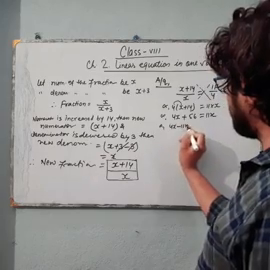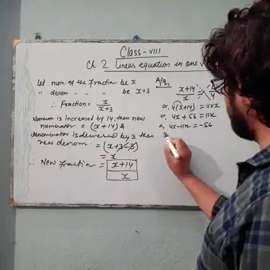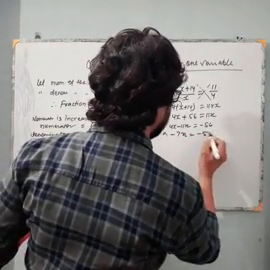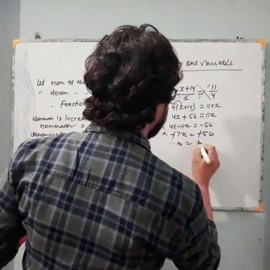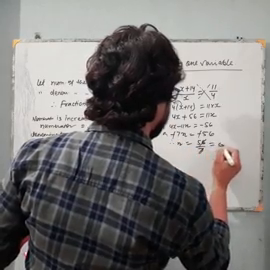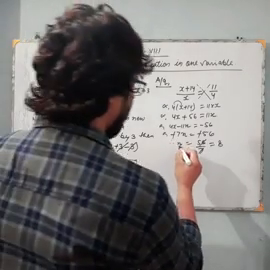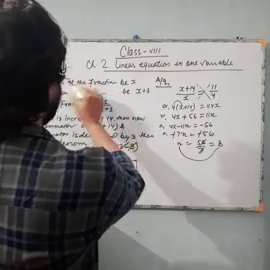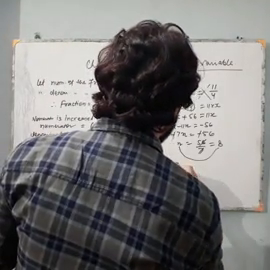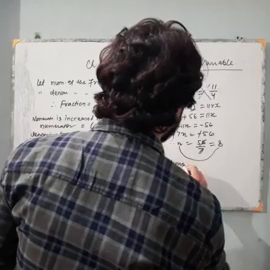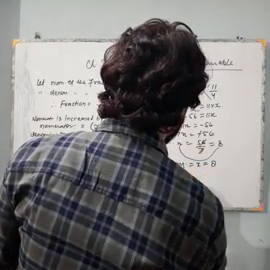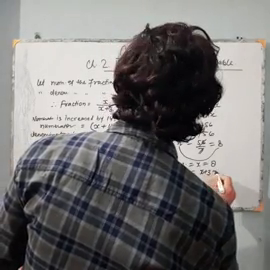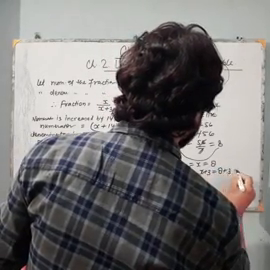4x minus 11x is equal to minus 56, or minus 7x is equal to minus 56. Hence, x is equal to 56 by 7, that is 8. Means we have the value of x is equal to 8, and x is the numerator of the fraction. Hence, numerator is equal to x is equal to 8, and denominator is equal to what? x plus 3 is equal to 8 plus 3 is equal to 11.